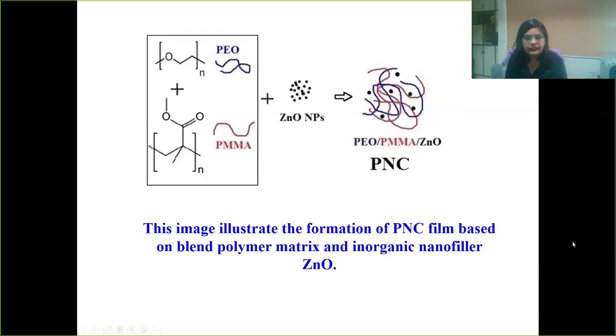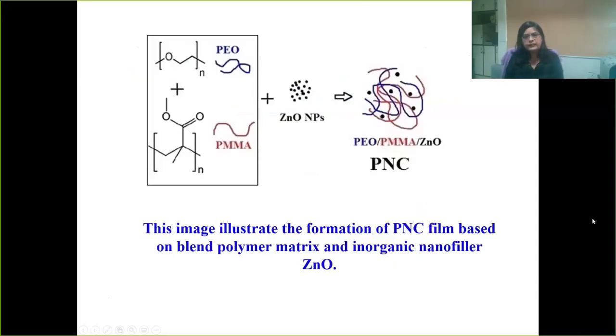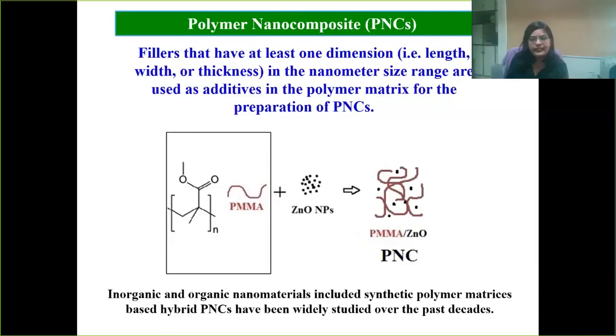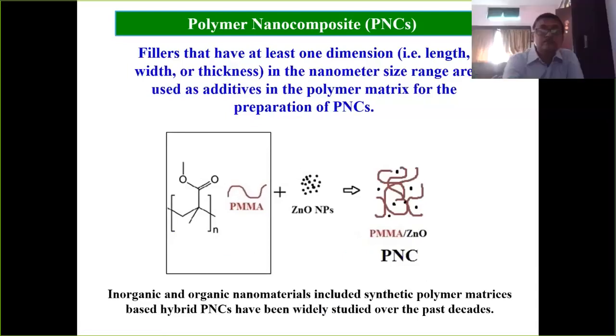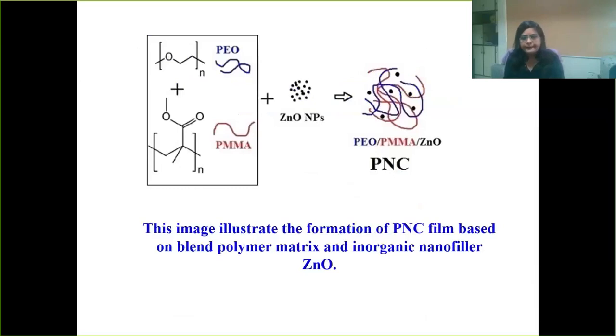In this slide, here PMMA, here I am adding nanoparticles in the polymer matrix. So there may be this type of formation of polymer nanocomposites. Next slide, sir.